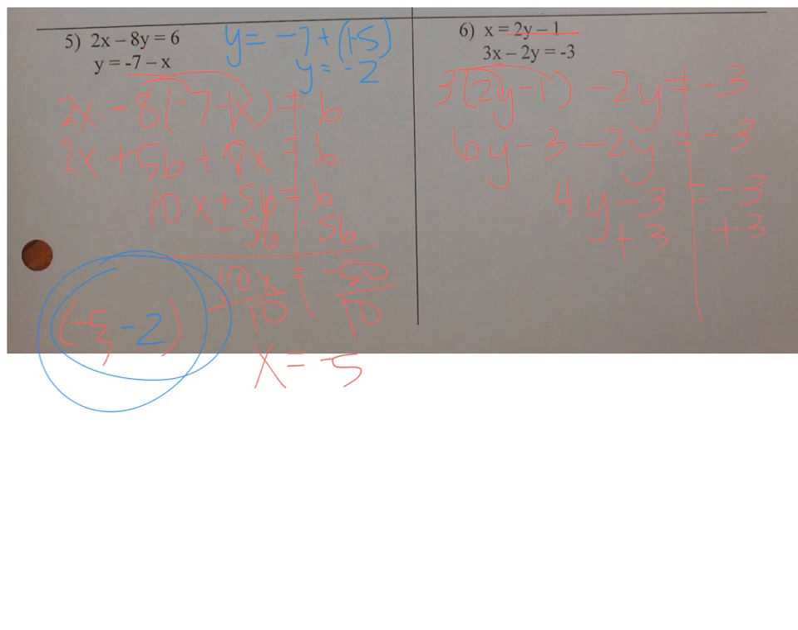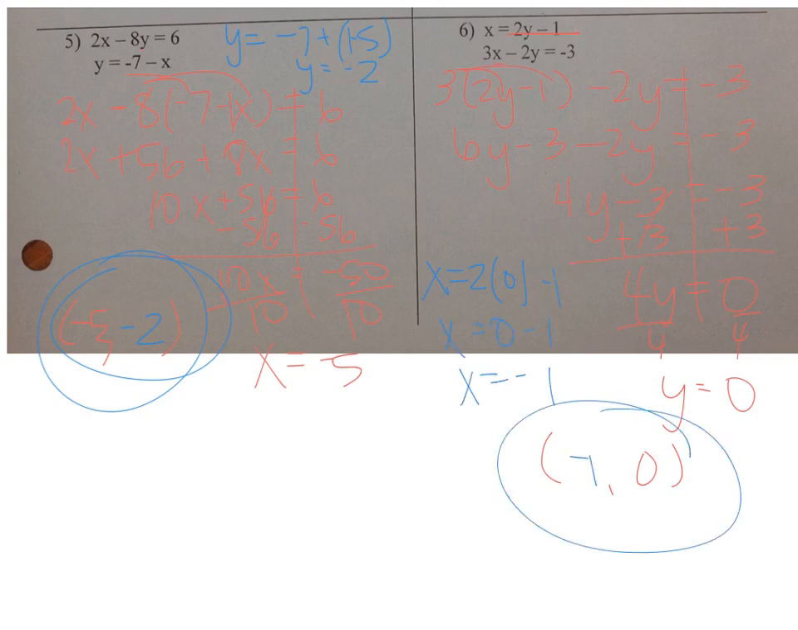This doesn't make sense, but hopefully it will. Oh, yes it does. Just kidding. 4y equals 0, divide by 4, so y equals 0. Sorry, guys. All right. Now we're plugging in for x, so x equals 2 times 0 minus 1. X equals 0 minus 1, so x is negative 1. And there's your coordinate pair.